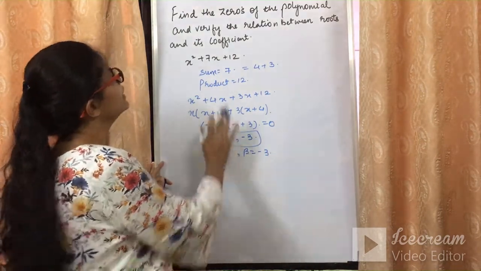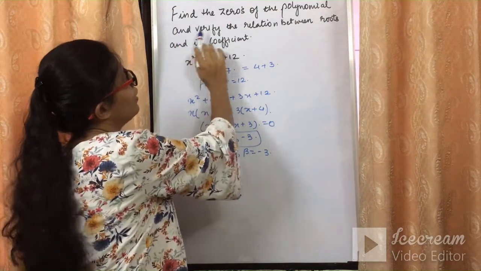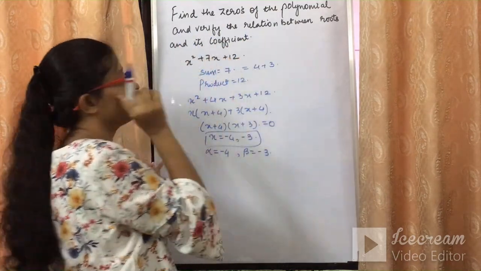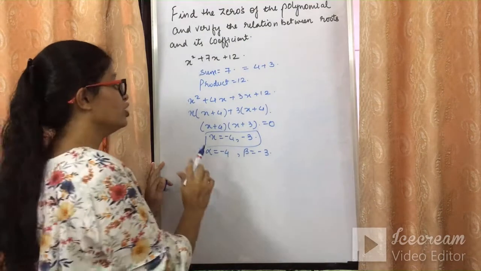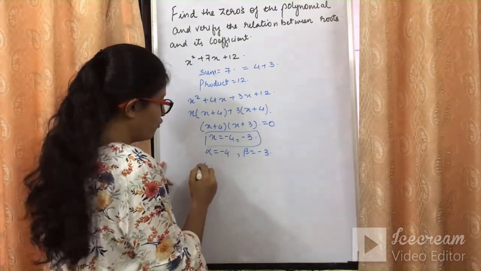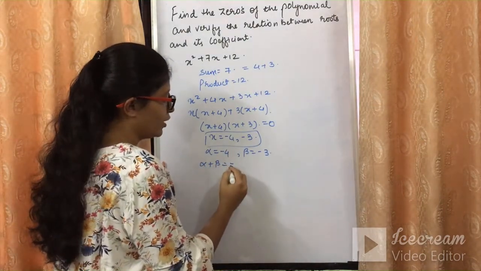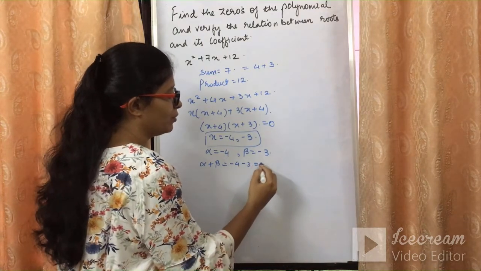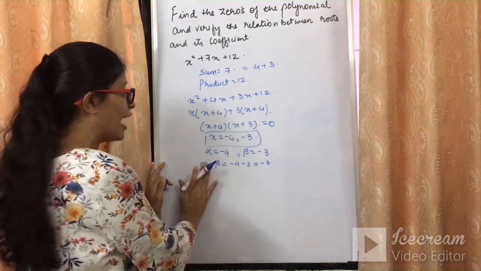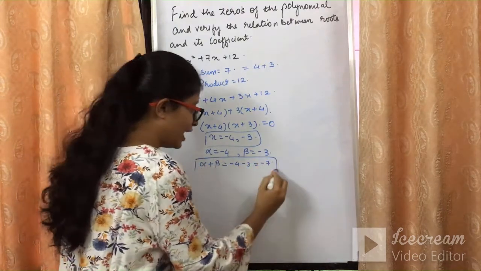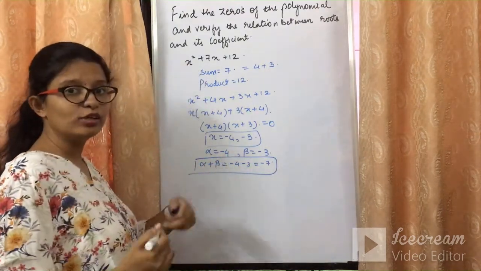What they want is, they wanted to prove that, verify that the relation between the roots and the coefficients are same. So what do we mean by that? Alpha plus beta अगर मैं इधर से करूँगी, so what I will get? minus 4 minus 3 मिलेगा, that will be minus 7. So I mean to say that this is alpha plus beta हमने किधर से निकाला? जो हमने रूट्स निकाले थे उधर से निकाला.